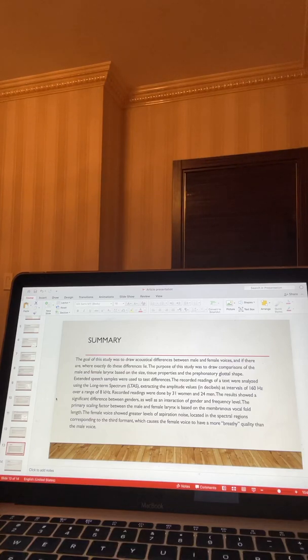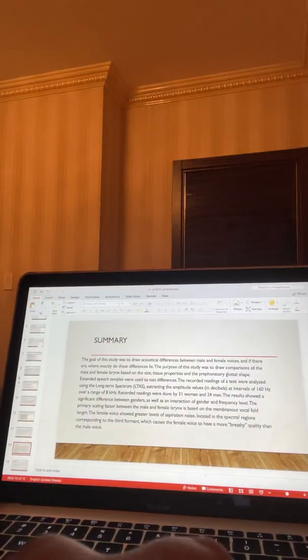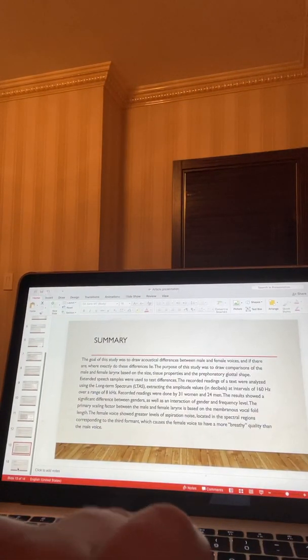The primary scaling factor between the male and female larynx is based on the membranous vocal fold length. The female voice showed greater levels of aspiration noise located in the spectral regions corresponding to the third formant, which causes the female voice to have a more breathy quality than the male voice.